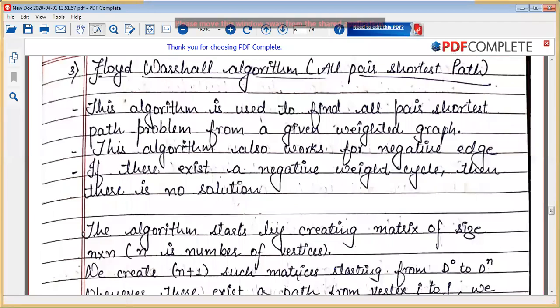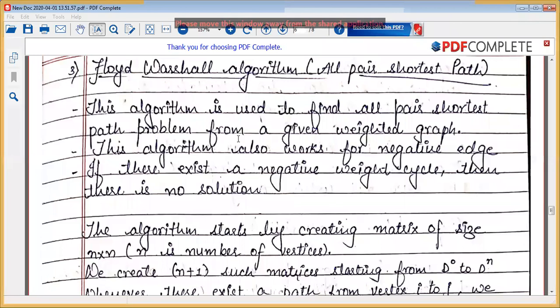What we have seen earlier was the Dijkstra algorithm, that is single source shortest path. Starting from one vertex, we visit all the other vertices. But now we are going to talk about all source shortest path. This is known as Floyd-Warshall's algorithm.